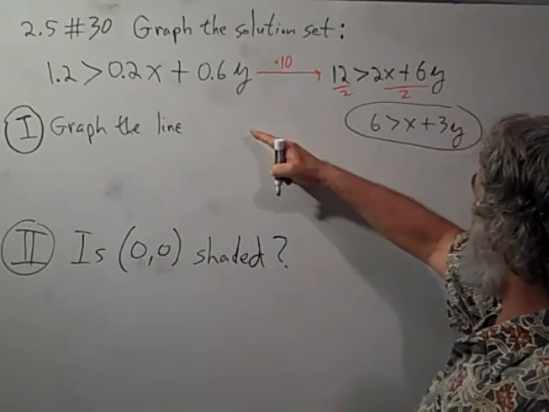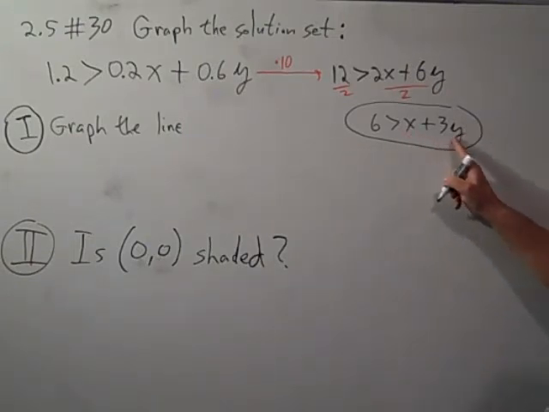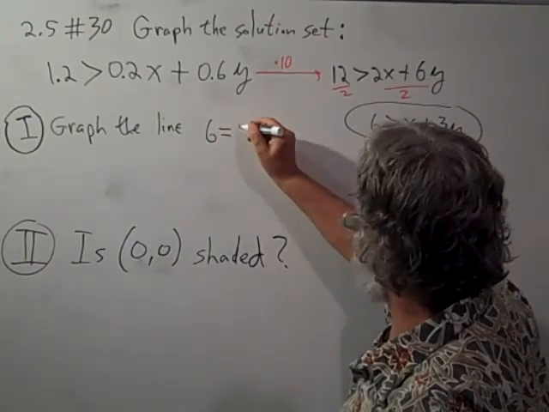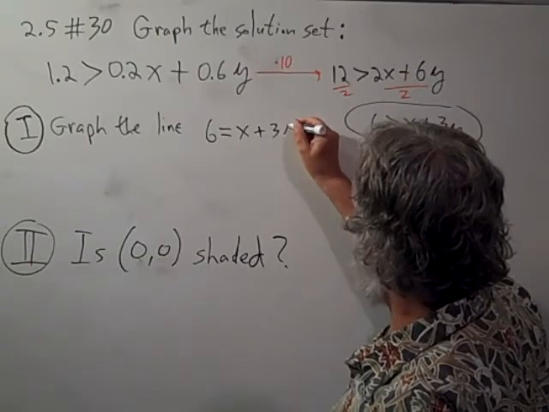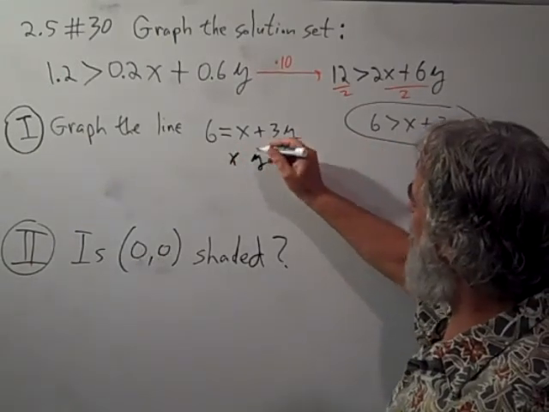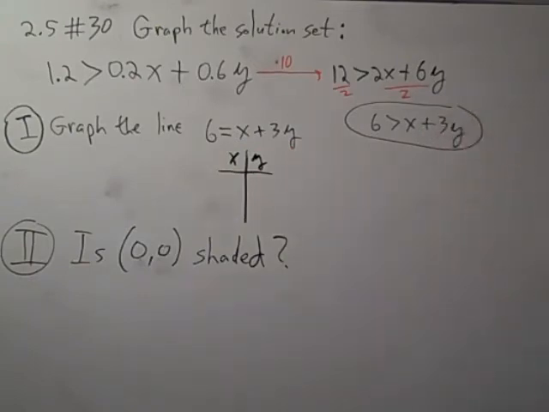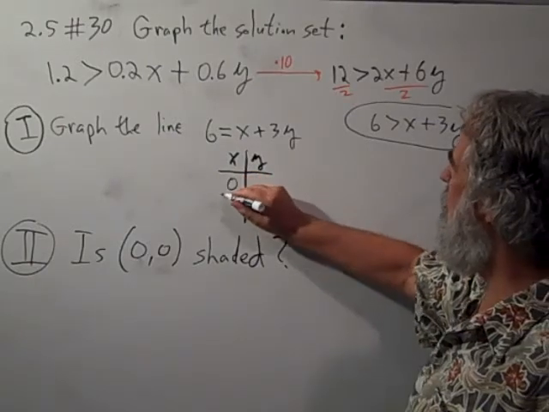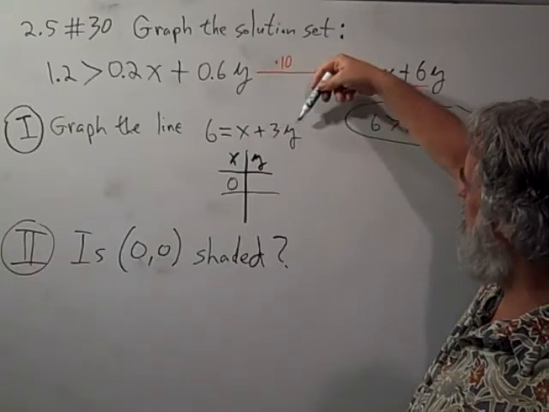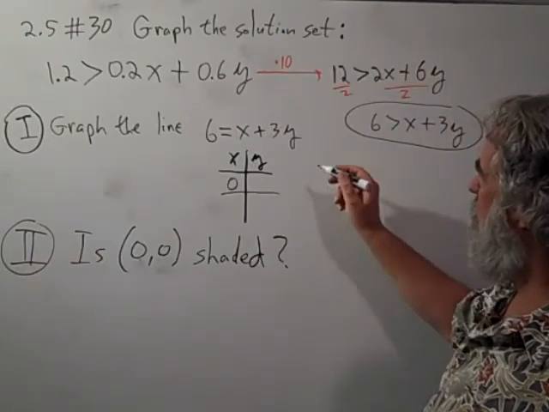So our first step in graphing the inequality is to graph the line we get when we replace this inequality with an equal sign. So it'll be 6 equals x plus 3y. So we'll find 2 points that satisfy this equation, 2 xy values, which will be 2 points on the graph of the line. So starting off, if x is equal to 0, then the x term disappears and 6 equals 3 times what? 3 times y.